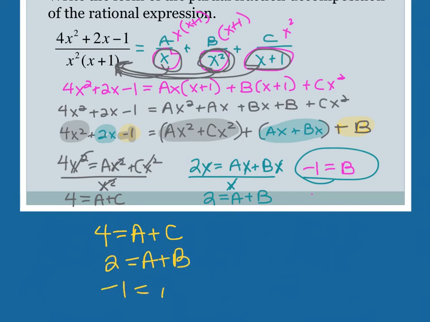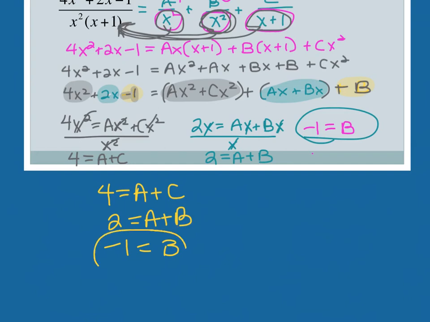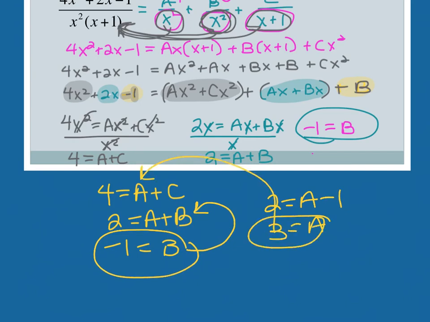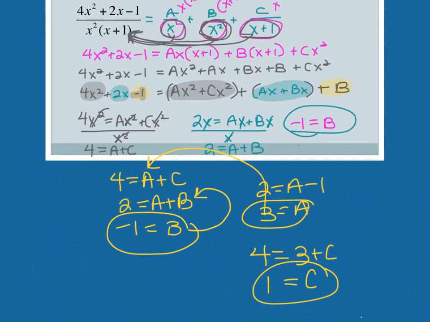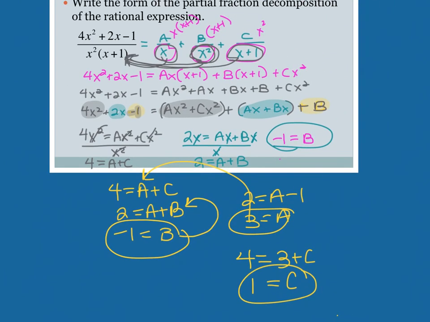The good news is this is a triangle system. So this is already solved. I could take it, plug it in here, and I get a equals 3. Then I take that, plug it in. Oh, I don't need the b. And I get 4 equals 3 plus c, and c equals 1. Then you've got all your numerators, and you can plug them back in.